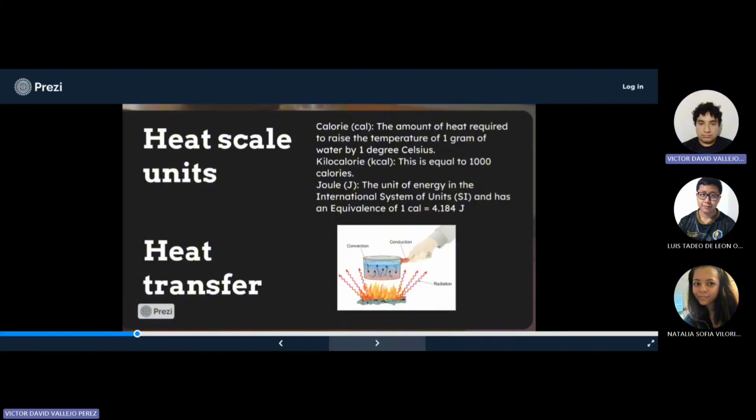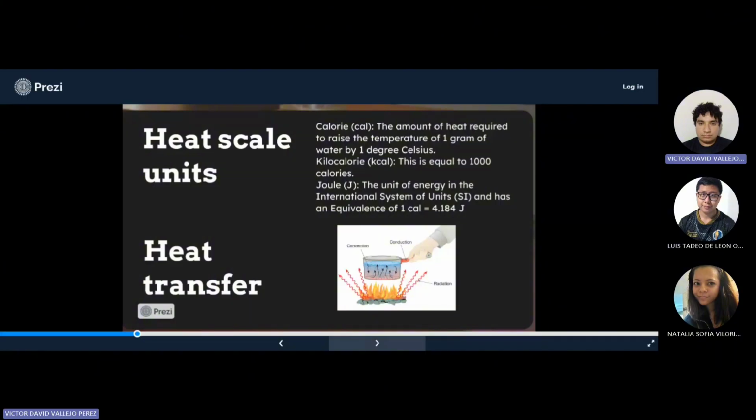We have many units for heat. The first one is the calorie, which is the amount of heat required to raise the temperature of 1 gram of water by 1 degree Celsius. Then we have the kilocalorie, which equals 1,000 calories. Then there's the joule, which is the unit of energy in the International System of Units, and 1 calorie equals 4.184 joules.